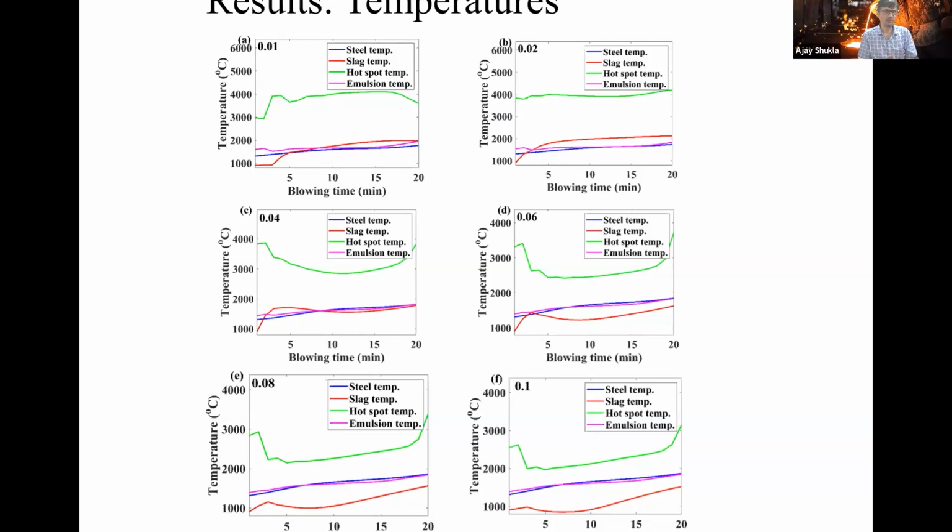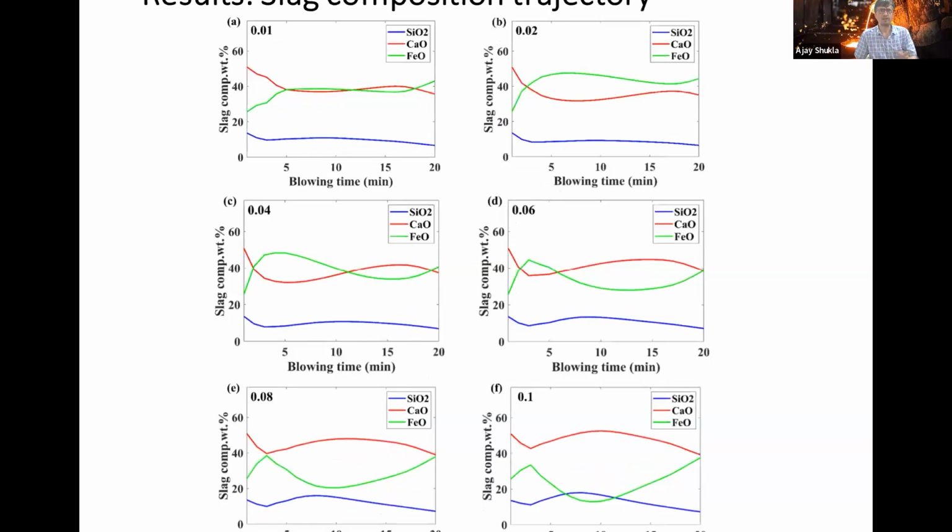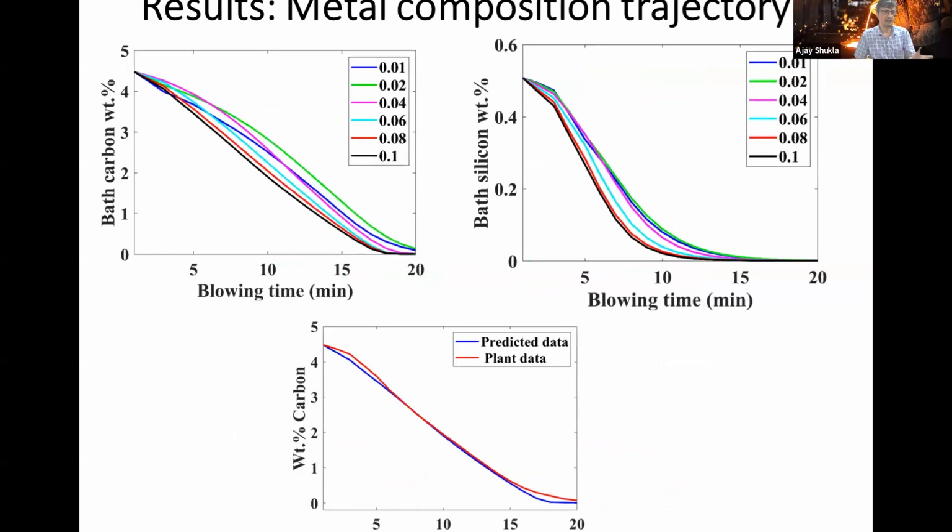And then based upon the hot spot temperature, which is very close to between 2000 and 3000 degrees centigrade, we have concluded that this may be the real representation of the process which is going on. Similarly, we have predicted the slag volumes, and for some cases the slag trajectory is very similar to what we observe in industry. Similarly, the carbon trajectory and silicon trajectory are also predicted.